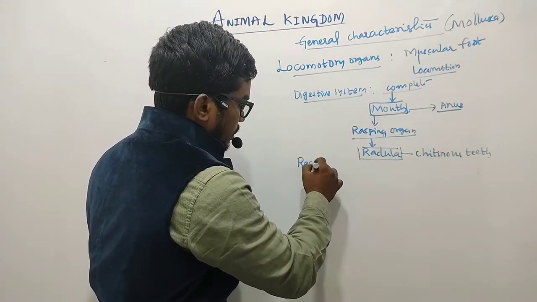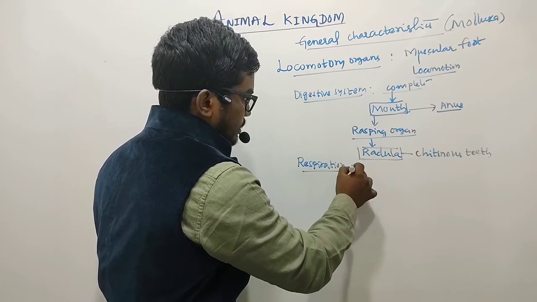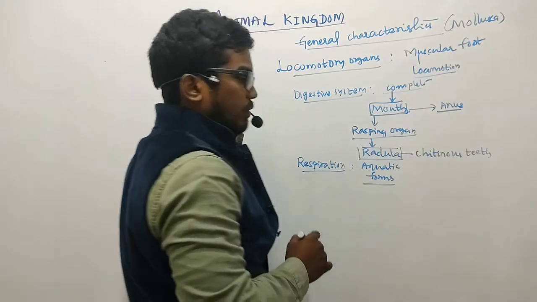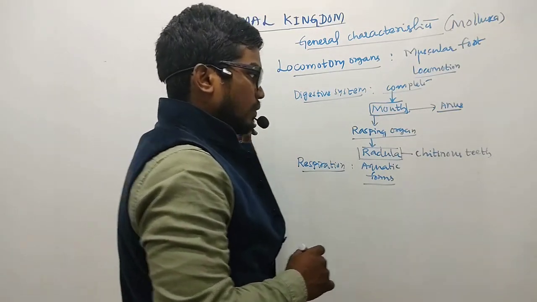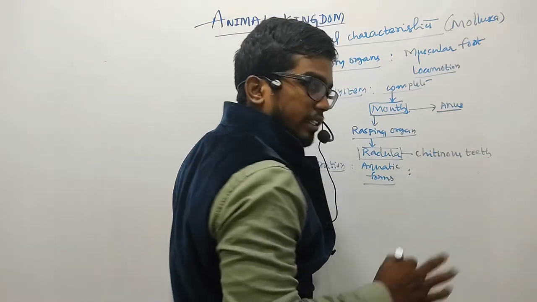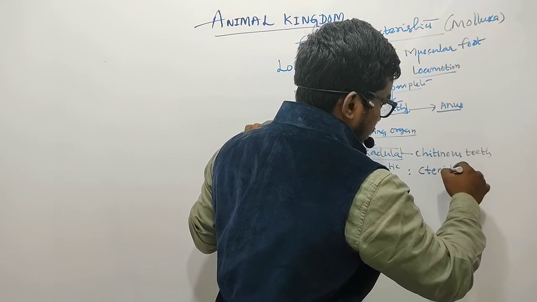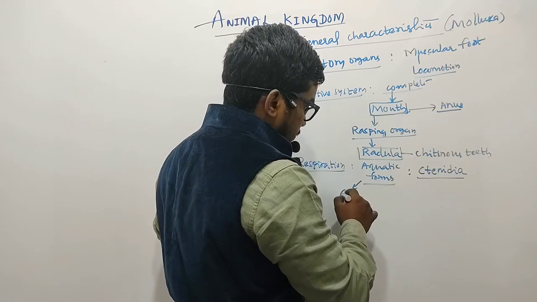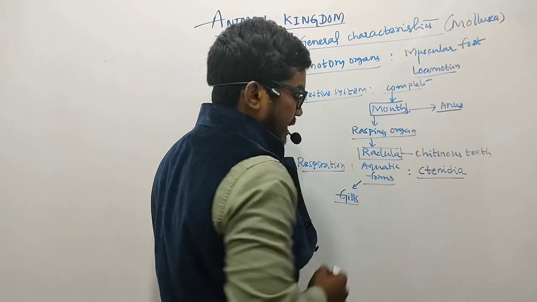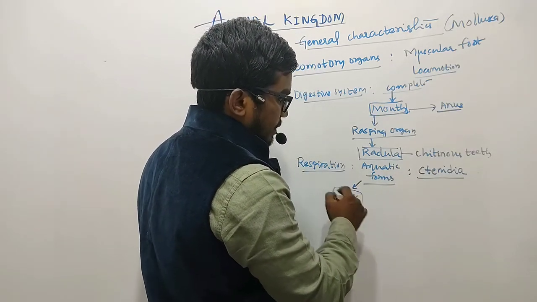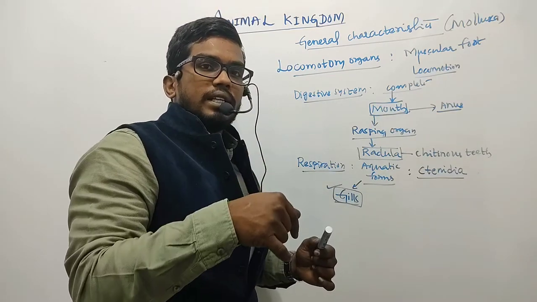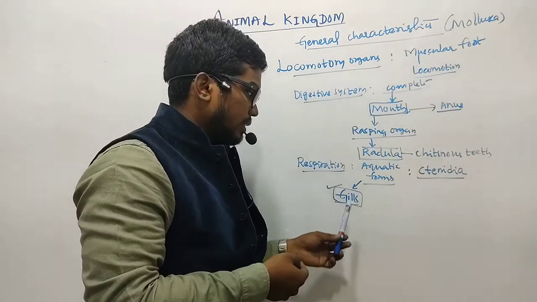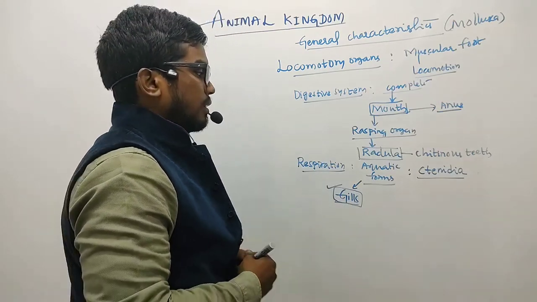Moving on, to understand how respiration occurs here. Generally in case of aquatic forms, the organisms which live in water, in freshwater and seawater, we can find feather-like gills. We call those ctenidia, which help in respiration. Generally the gills or ctenidia are situated in the mantle cavity. As I already told you, the mantle cavity is present between the body hump and the mantle layer. In between that, there is a space where we can find the gills.